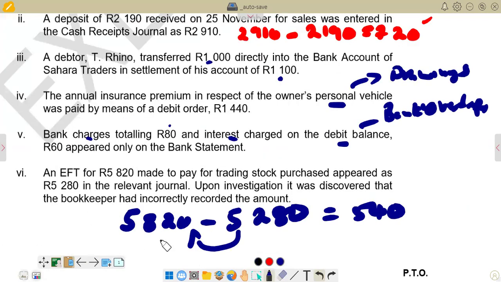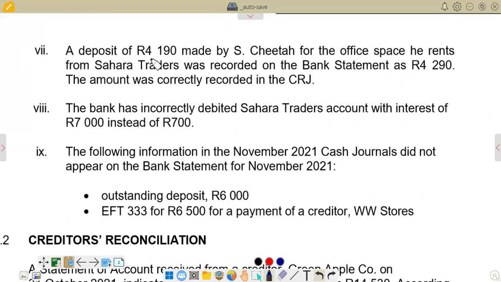You see that this is the last item that we have on this page. So you can go to the next page to see. The next item says a deposit of 4,190 made by SCTA for office space rental was reported in the bank statement as 4,190. The amount was correctly entered in the cash receipts journal. So if the amount is correct in the journal, it means it's not going to affect the bank account, because the cash receipts journal is part of our bank account on the debit side. So our bank account is correct, but what is wrong with our bank statement? So this error is going to affect the bank reconciliation. So we can leave it, then go to the next one.